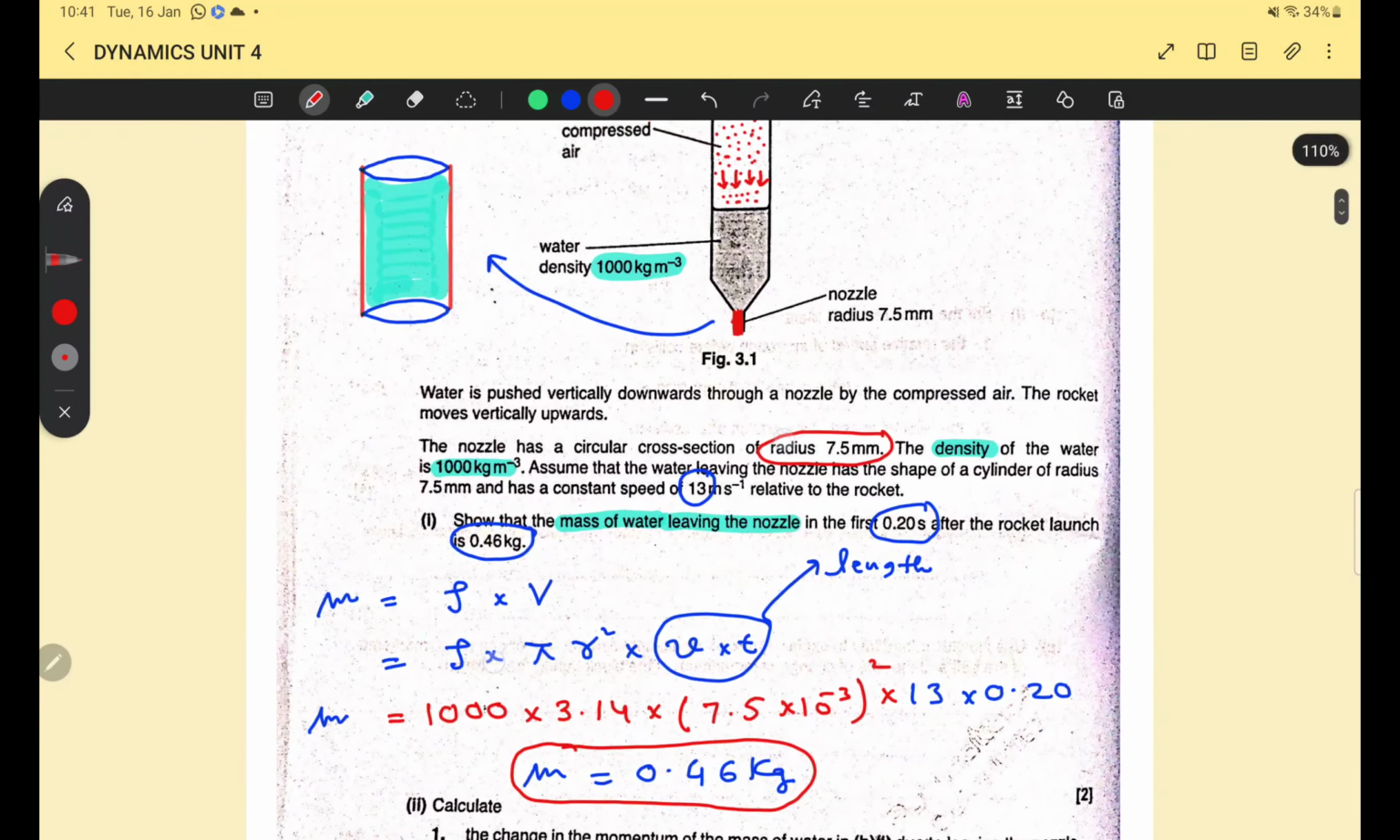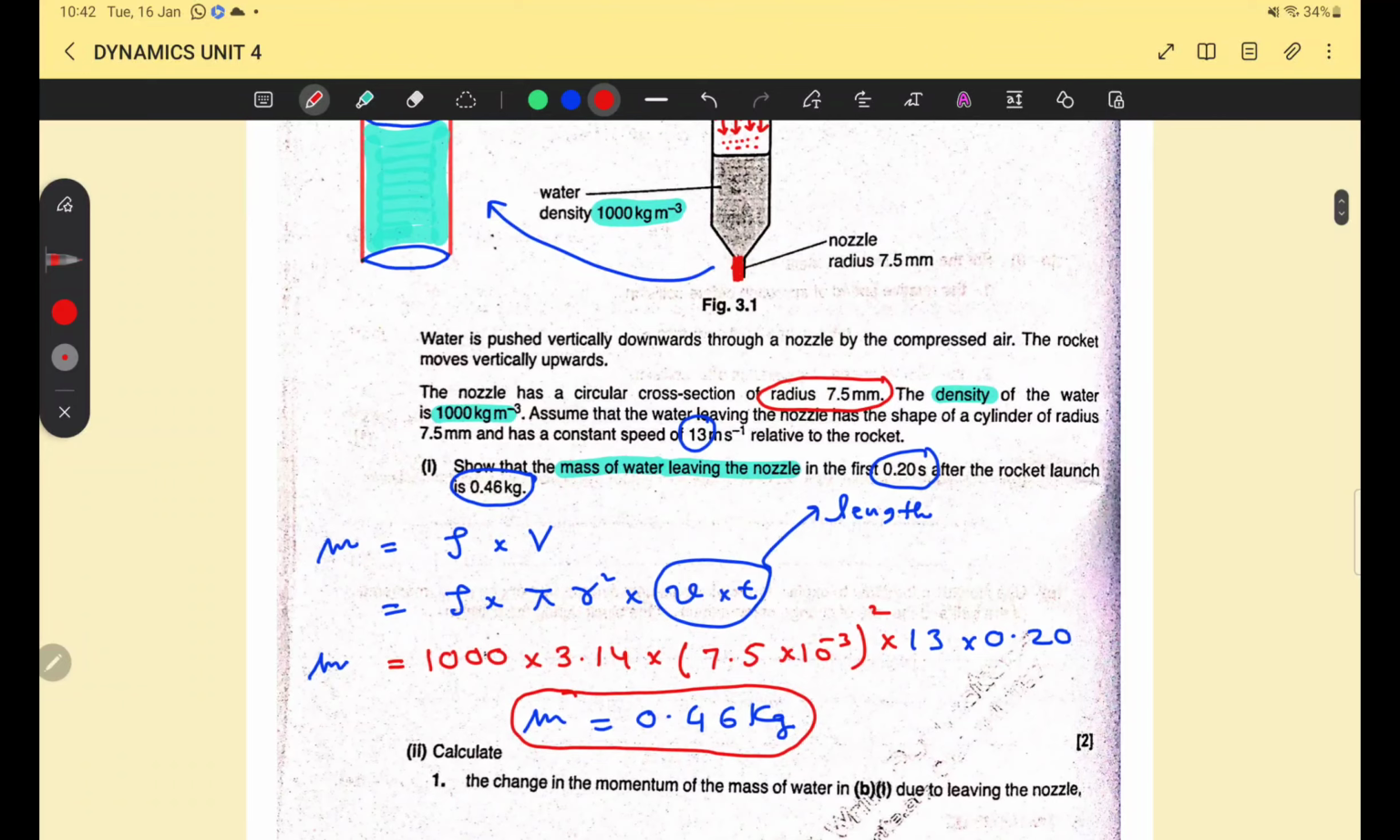Yes, the volume is only for the nozzle, because the water is released from the nozzle. So the water will take the shape of the nozzle, and the nozzle shape is cylindrical. So when the water is ejected out from the nozzle, it will take the shape of the nozzle and it is a cylinder. So the volume of a cylinder will be pi r square L, and this L is the length, and length is equal to velocity into time. Have you noted?